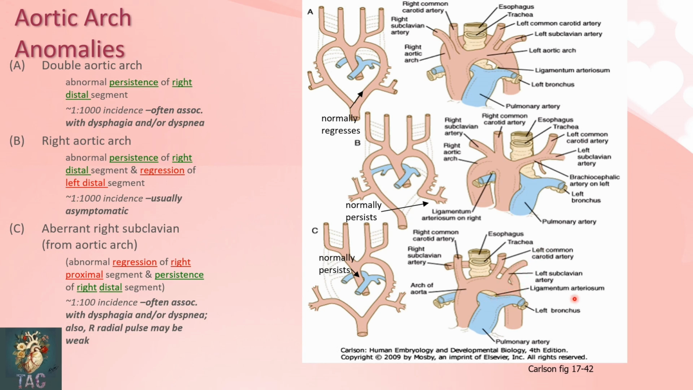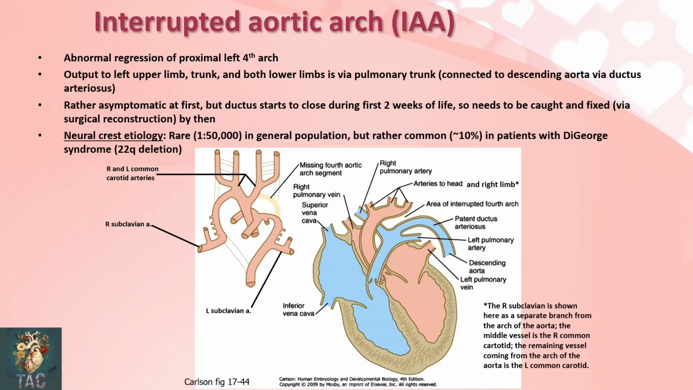This is a rare anomaly, and it is also associated with dysphagia and dyspnea, and in most of these cases there may be persistent ductus arteriosus. So another is interrupted aortic arch.